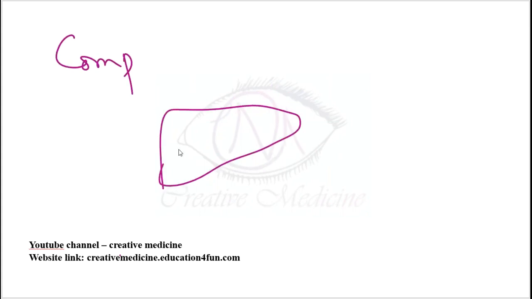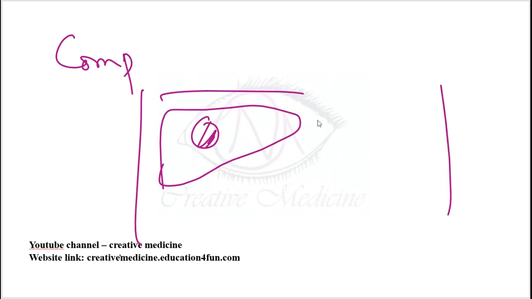Complications: here there is an abscess in the liver. This can, number one, rupture into the peritoneal cavity. If it ruptures into the peritoneal cavity, it will cause peritonitis. In such cases, you should do laparotomy, peritoneal lavage, and drain insertion.